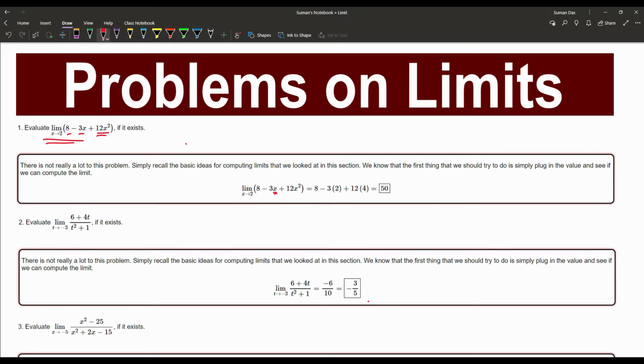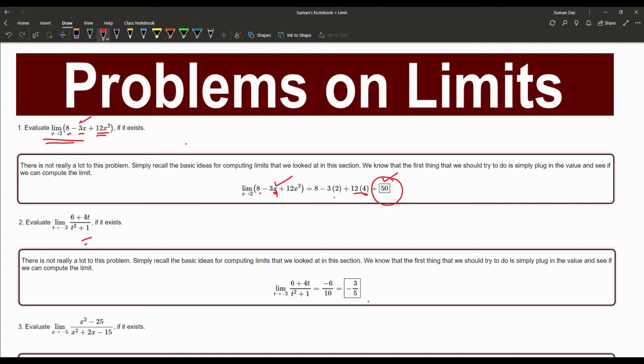Now in that function, as there is no denominator part, we can simply put the value x equal to 2 in the function and check what the result is. So in place of x, we are putting the value 2. That is 8 minus 3 into 2 plus 12 into 2 square, that is 4. So finally, we are getting the result as 50. That is a very simple problem of limit.